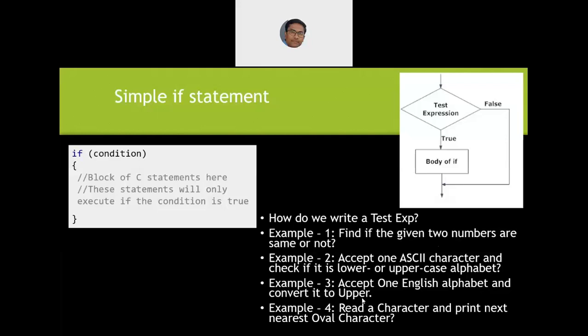Now let us see the third example. Can you work it out? What is the third example? The third problem is to accept one English alphabet and convert it into uppercase. First of all, you need to ensure that it is an alphabet. And secondly, only if it is lowercase do you have to change it. I think you can do this.